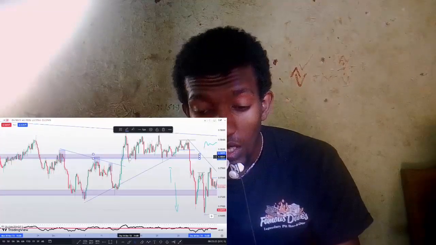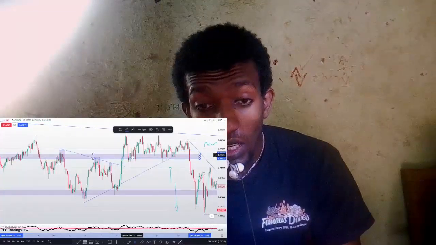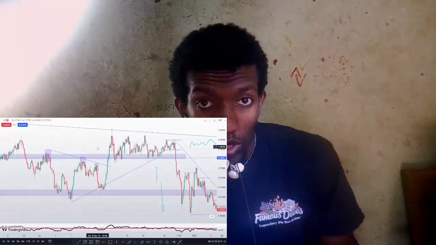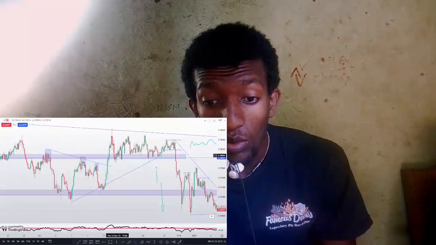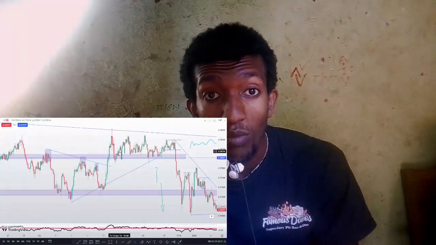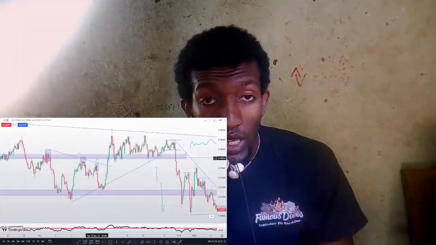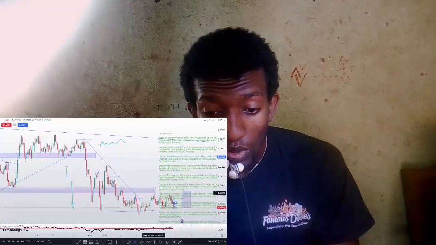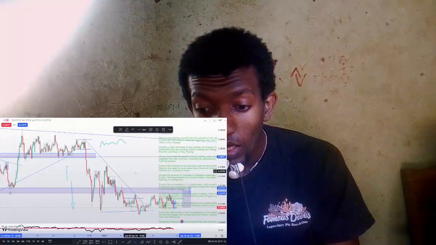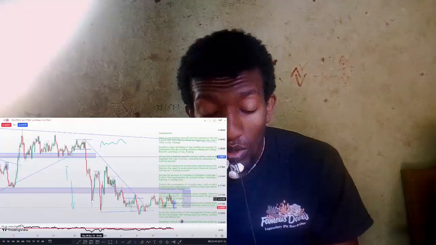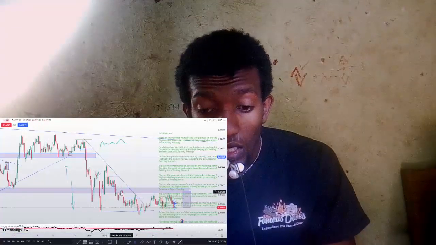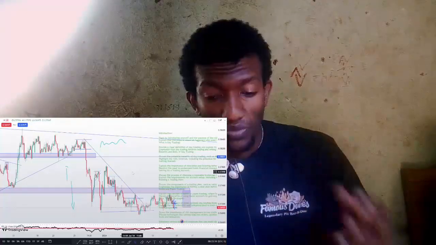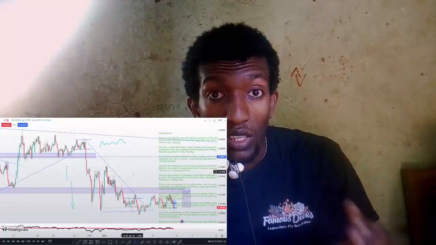When it is broken, it does what? A buying zone, a demand zone. When a supply zone is broken to the upside, it turns out to be a support or a demand, a buying zone. As you can see here, when a demand zone is broken to the downside, it acts as a selling zone, a supply zone. So they both interchange their places.